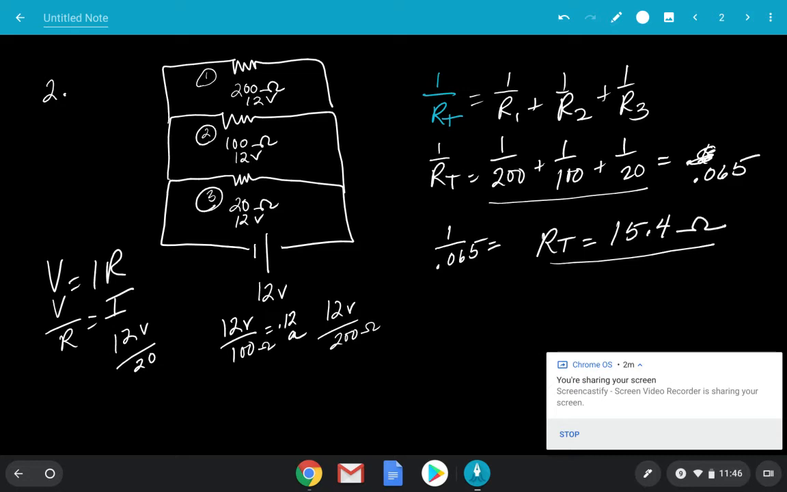So remember, those are V's. That's not a weird number that I don't know how to draw. All right, so 12 divided by 20 is 0.6. And then 12 divided by 100 is 0.12, and then 12 divided by 200 is 0.06 amps. Okay, so what this means for me is we've got 0.6 amps, 0.12 amps, and 0.06 amps for the answers. There you have it.